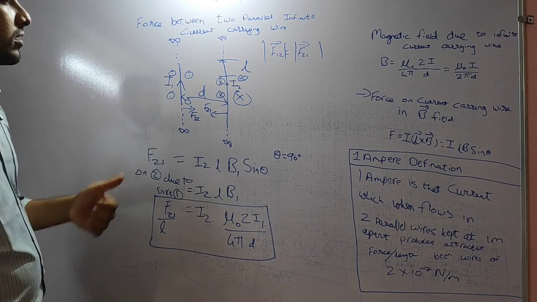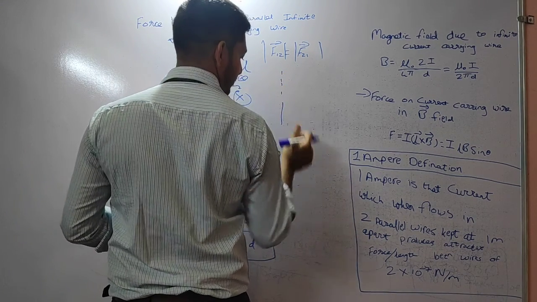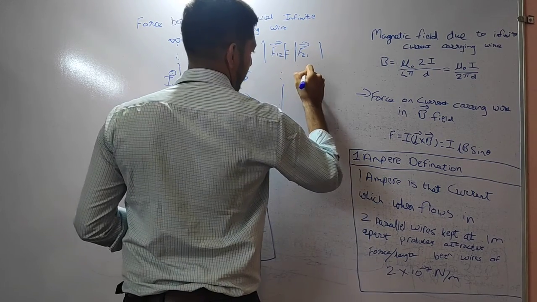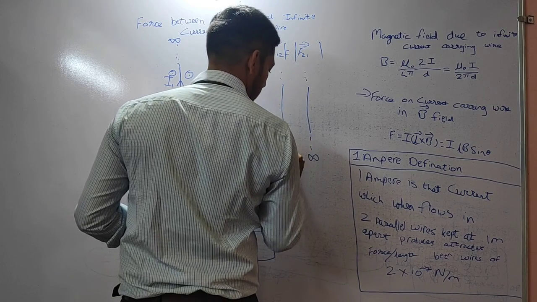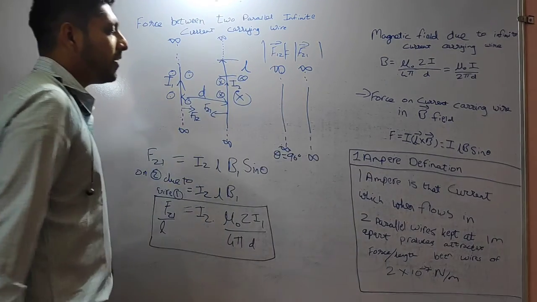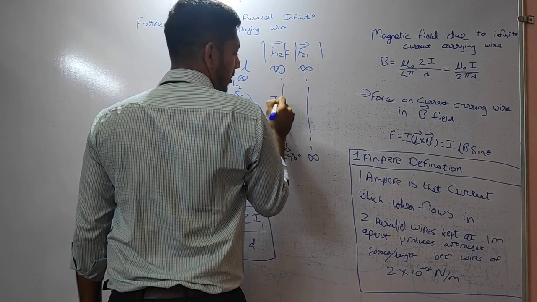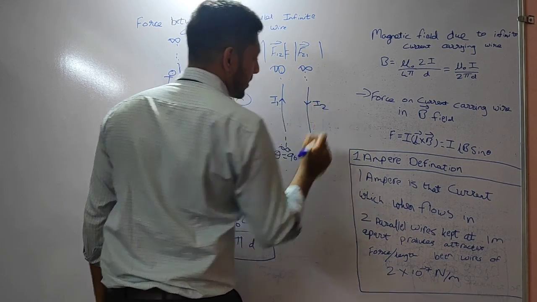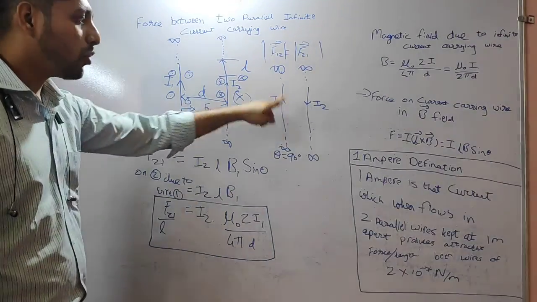Now, if the currents are anti-parallel, suppose this is a wire of infinite length. If the direction of current in this one is I1, but the direction of current in this one is I2, that is opposite. One is going upward and one is going downward. I am not going to solve this.